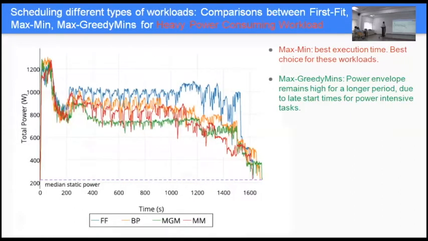Interesting thing though is that if it's a lot of workloads that all seem to spike a lot of power, how do you schedule them? Well, we studied them, and what we see is that then it is best to actually have a max min mix, because if you have max greedy mins, what happens is that the high ones keep starting later and later, and if they keep starting later and later, this is the green here, you have the effect on runtime here. And the power envelope, it stays high for a longer time for us.